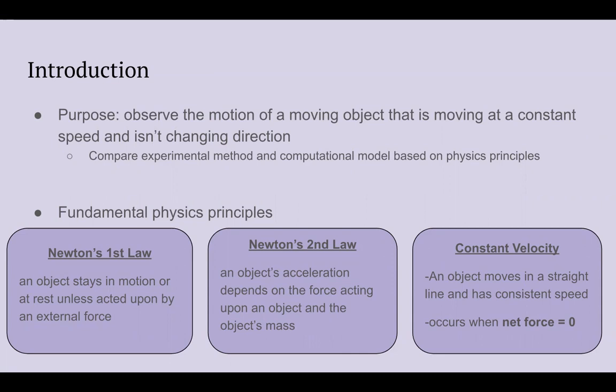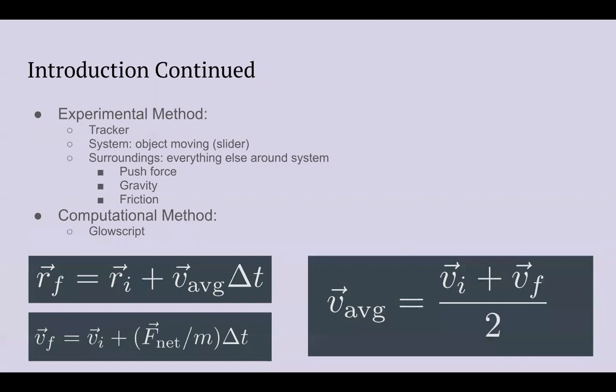Finally, constant velocity is when an object moves in a straight line and has a consistent speed. Constant velocity occurs when the net force equals zero. In other words, when all the forces acting on the system cancel out. In this lab, we will be investigating an object with constant velocity.